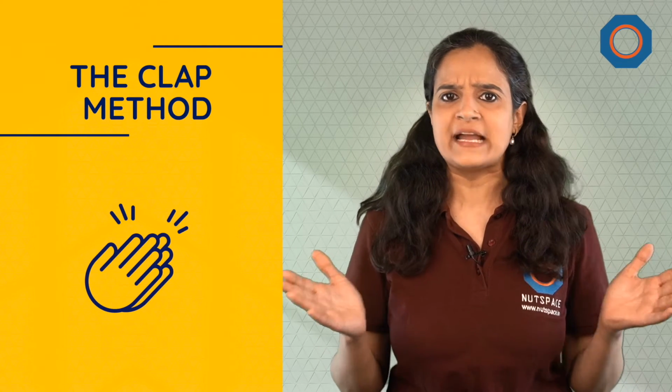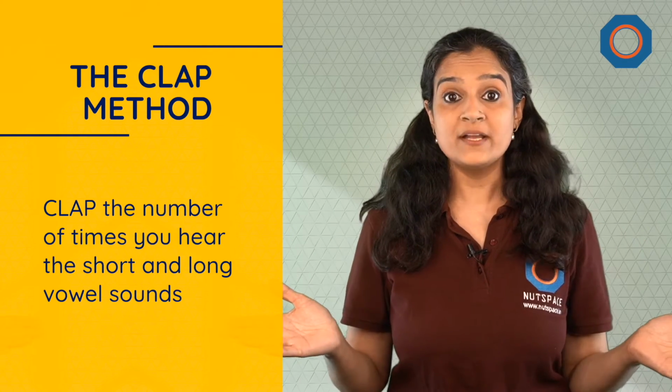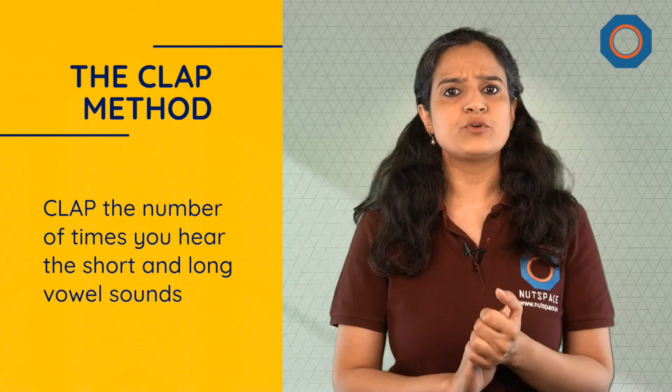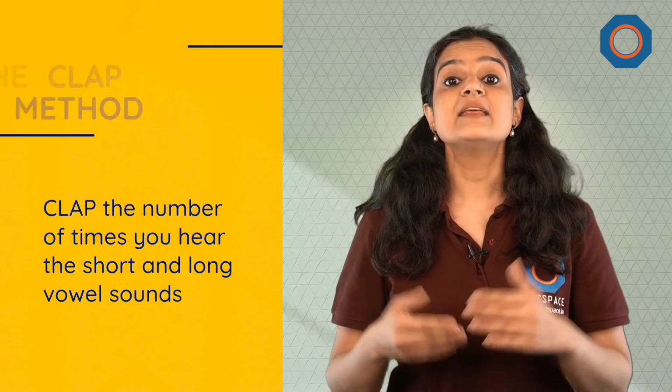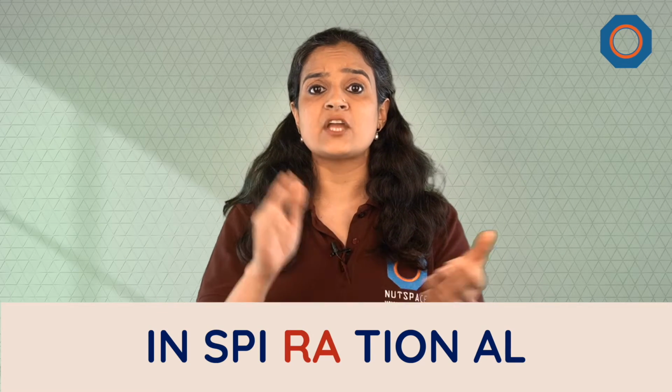The third method is the clap method. Clapping may help you find syllables. Say the word. Clap each time you hear the A, E, I, O, U as a separate sound. The number of claps is the number of syllables. For example, inspirational. Inspirational. 5 claps, so 5 syllables.